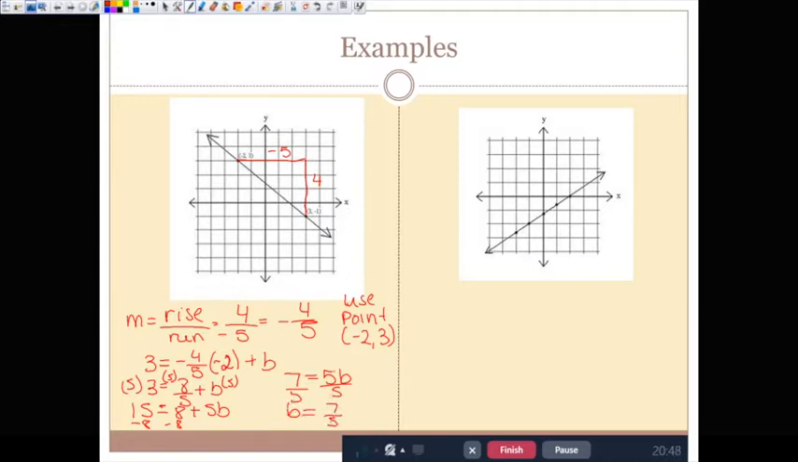So I have my m and my b. What would be my equation? y equals what? y equals -4/5 x plus 7/5.